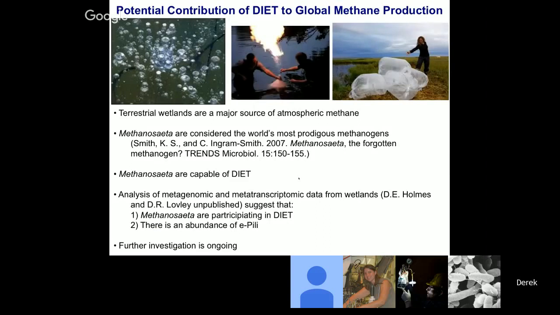Okay, so of course we're interested beyond anaerobic digesters and what is the potential of DIET to global methane production. So I stole these images off the web. If any of you are in these pictures, please don't sue me.